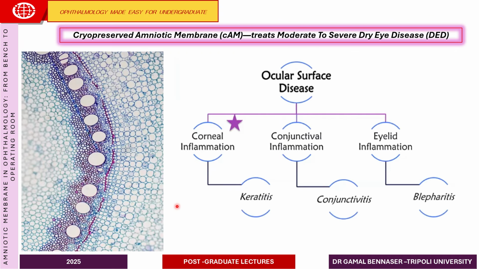So in general, the cryopreserved one is very useful in ocular surface diseases, either involving the cornea, the conjunctiva, or the eyelid. And that's why it is the gold standard for most doctors to use the cryopreserved one, both for external use as well as for intraocular use.